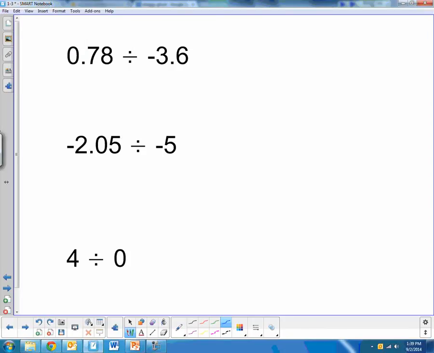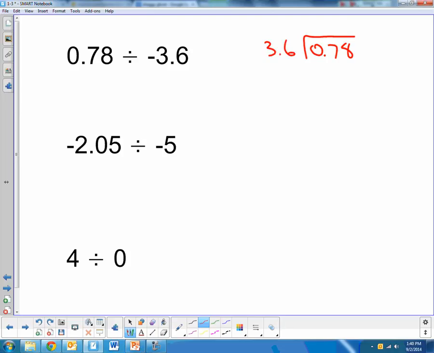Okay, I'm going to assume that you paused it and you tried these. When you're setting up for division with decimals, you are going to set it up very similar to how you would with whole numbers. And so we've got 0.78 divided by 3.6.